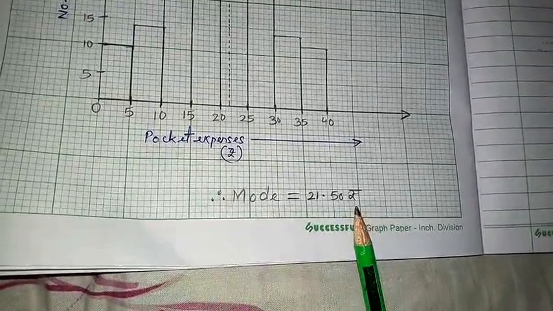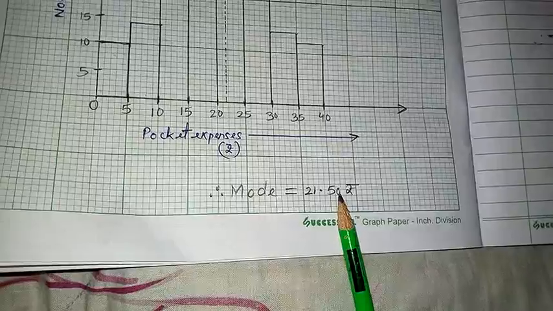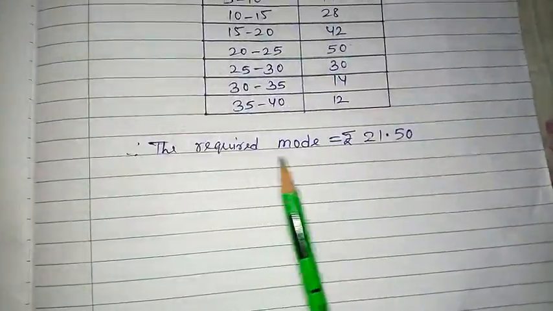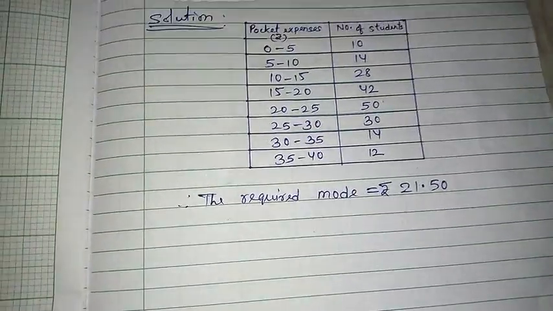But it is a matter of rupees. So in rupees we put one extra zero. So 21.50 rupees will be our mode. So this is our mode. Hope you have understood, children.